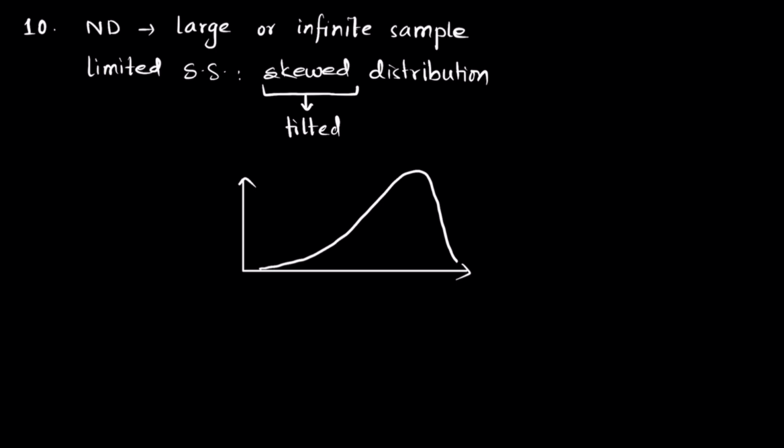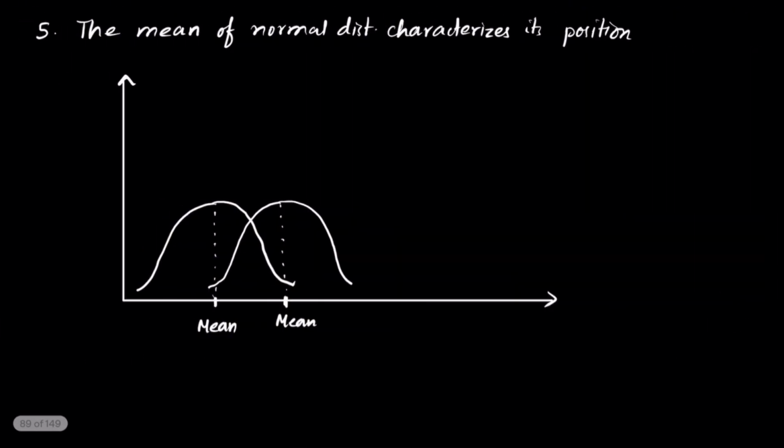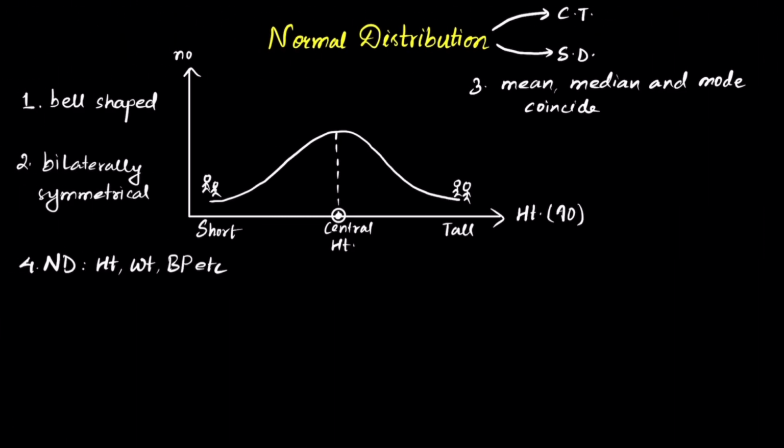So these are the properties of normal distribution. One last revision for all the properties. First property, since the graph looks like a bell, it is bell-shaped. It is bilaterally symmetrical. When you draw a perpendicular line, it divides the graph into two equal halves. Normal distribution is seen in case of variables like height, weight, blood pressure, etc.